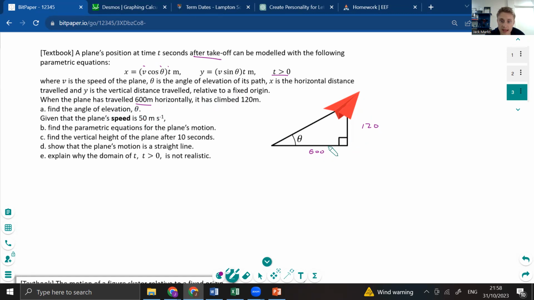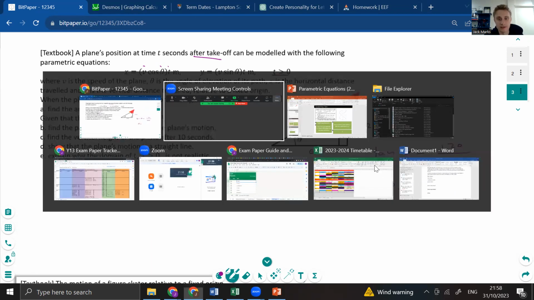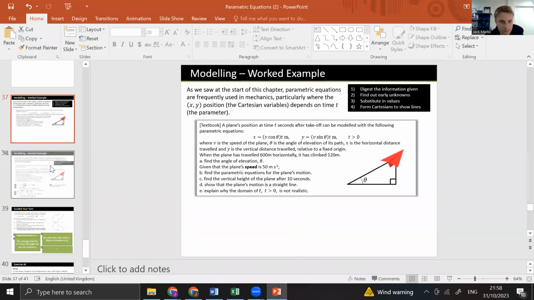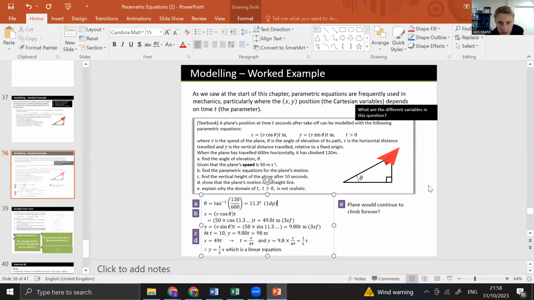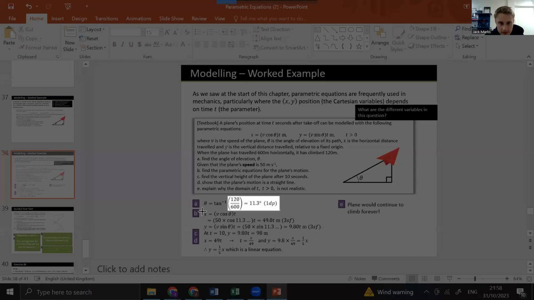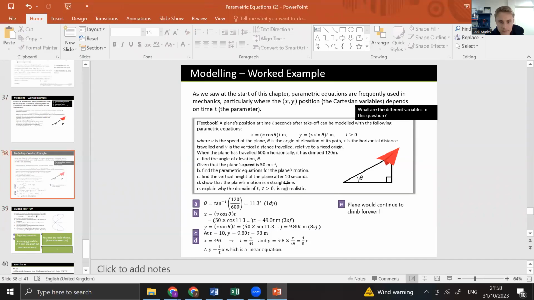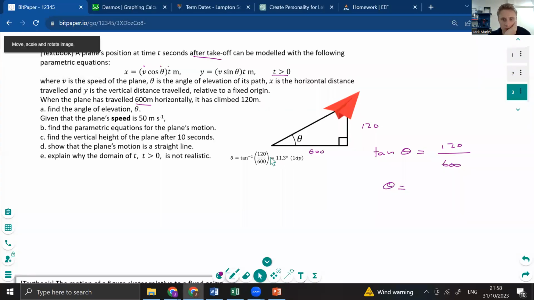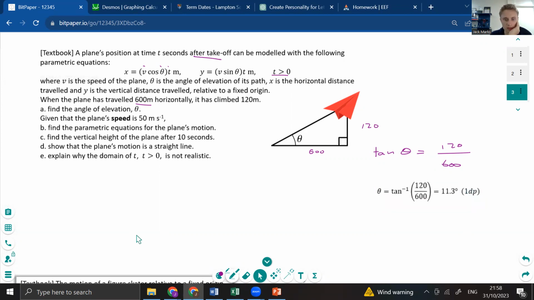So how can I find that angle with that right angle triangle? It's got something to do with tan, hasn't it? So tan theta is the opposite side, which is 120 over 600. And then I could just find my angle by doing inverse tan of that. So to save us a little bit of time, I'm going to just pinch the answer from here. Okay, so there we go. That should end up being 11.3. So now I know that.